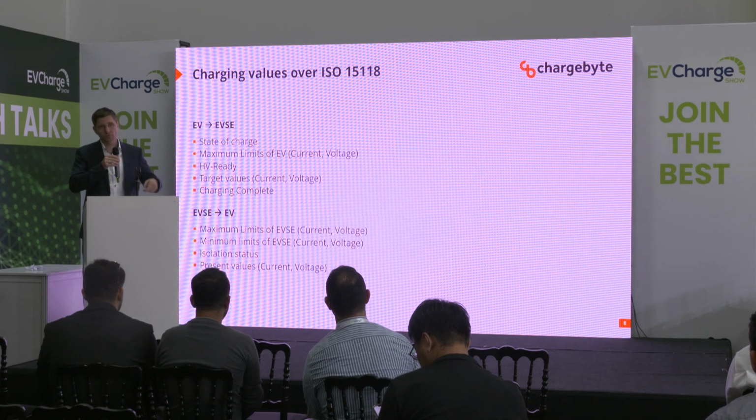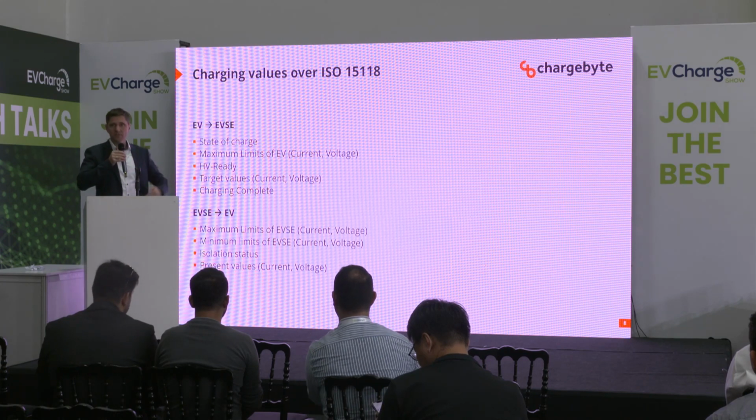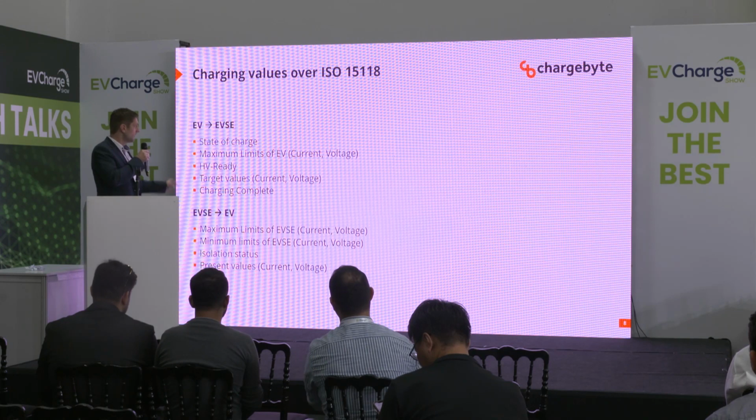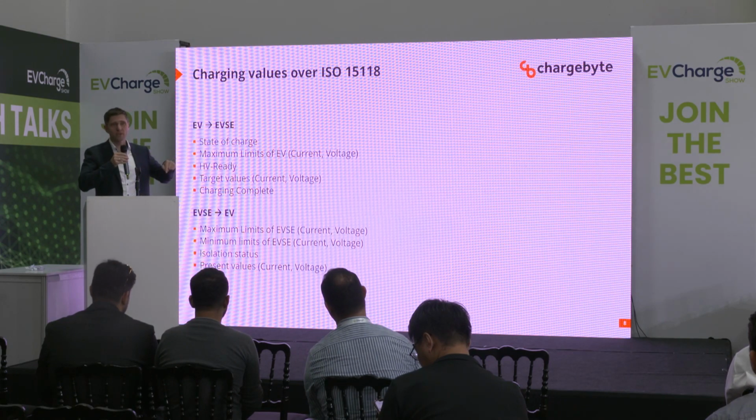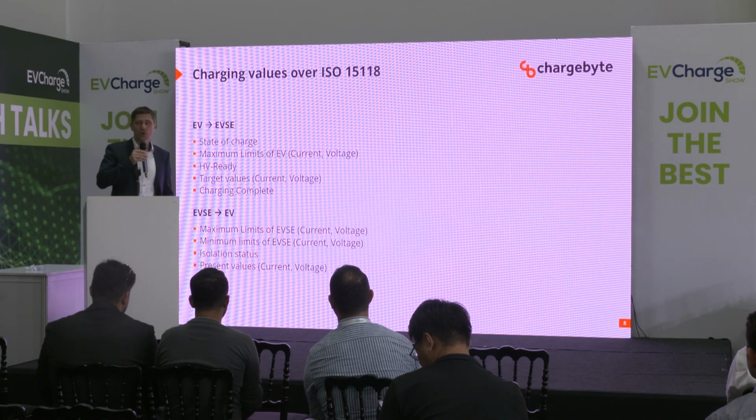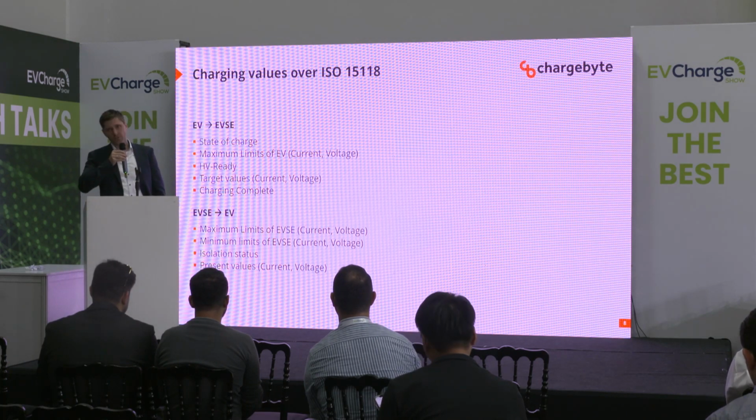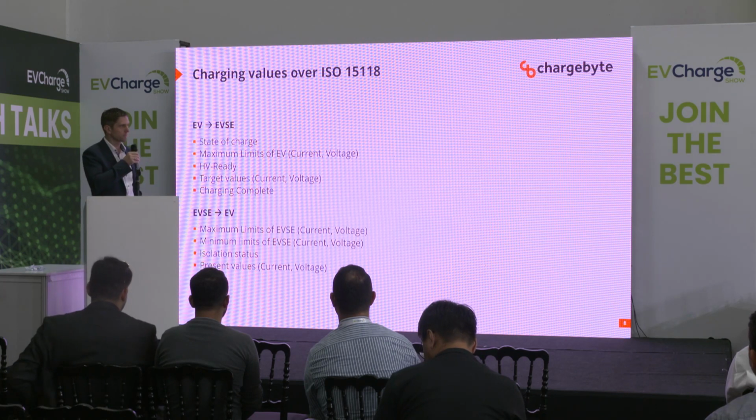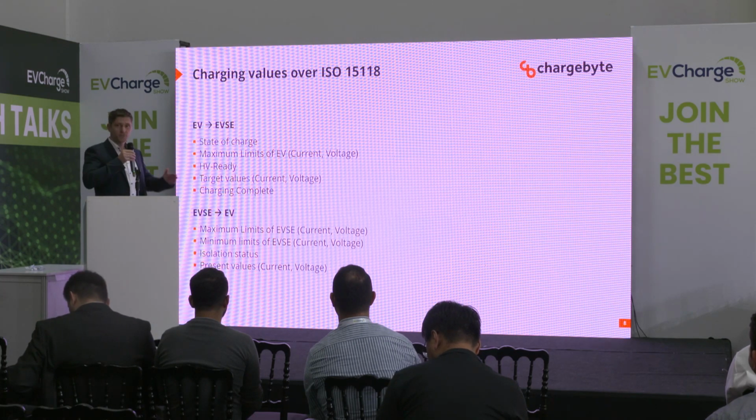the state of charge, which has to be sent from the vehicle to the charging station. You have the max limits the vehicle can do in current and voltage. You also have to signal if the high voltage system is ready from the vehicle. In the charging session, you have to transmit the target values, which is the actual current the vehicle wants to have, the voltage that the vehicle wants to have, and if you're ready.